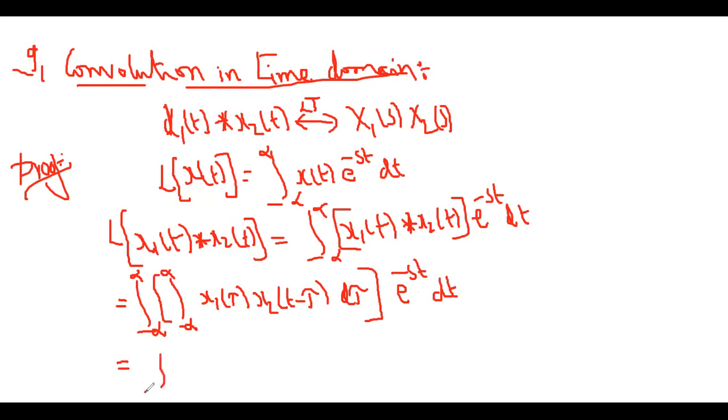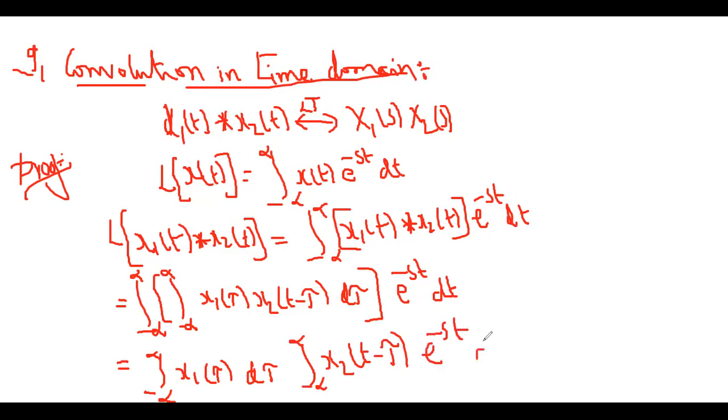This is equal to the integral from minus infinity to infinity of x1 of tau d tau, and the integral from minus infinity to infinity of x2 of t minus tau e power minus st dt. Now see, this is the second property. According to the second property, the time shift property, this is a translation in the time domain. Here, it is delayed by tau samples.